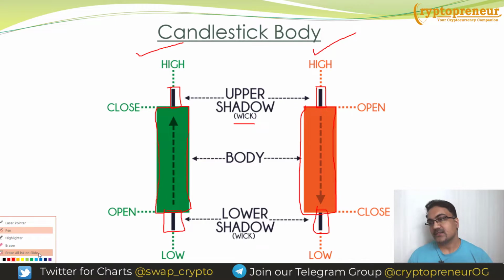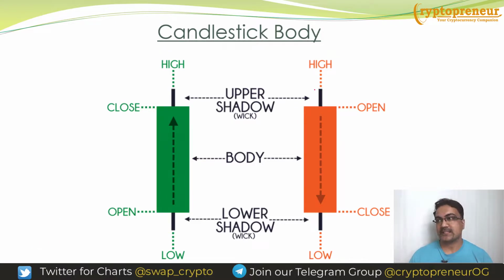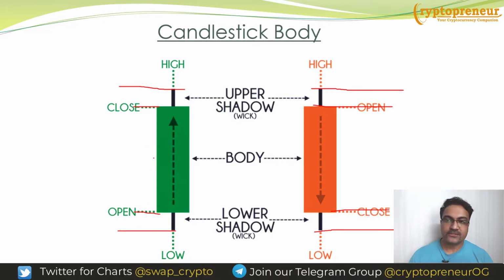Now what information does a candlestick give us? A candlestick gives us the high price, the low price, the open price and the close price. These four important prices, all this information is given by a single candlestick. For a bullish candlestick it will be the same: it gives you the high price, the low price, the close price and the open price. The only difference you see here is that for a green candlestick, the open price is at the bottom, and the close price is above the open.